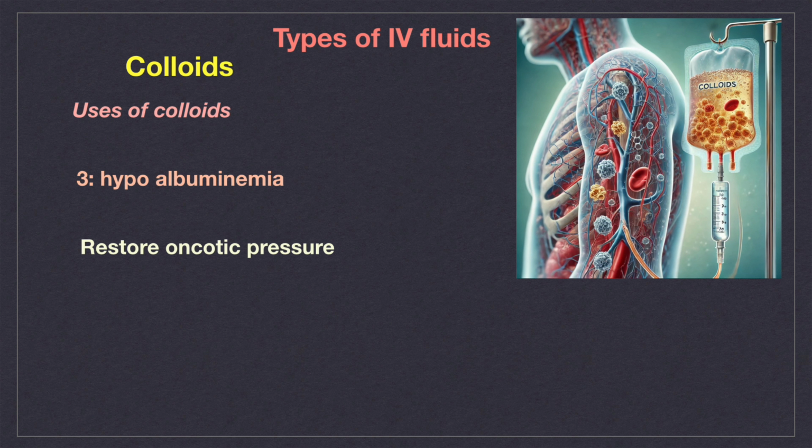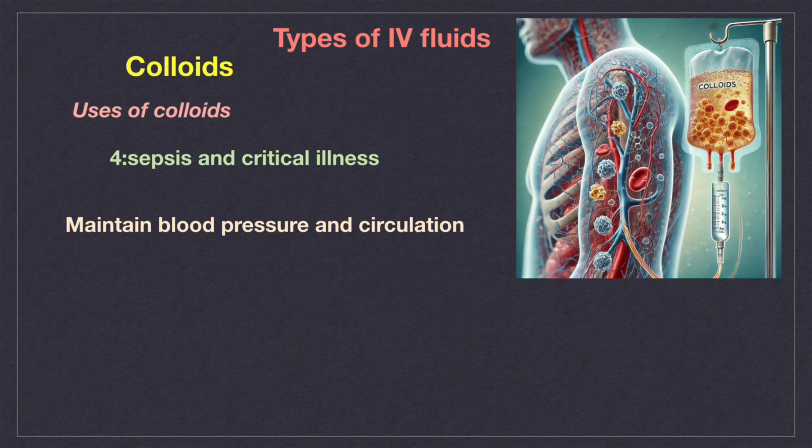In case of hypoalbuminemia, that is low blood protein levels in conditions like liver disease, nephrotic syndrome, or severe malnutrition, which causes fluid leakage into the tissues due to low oncotic pressure, albumin infusions restore the oncotic pressure and prevent the fluid loss from the blood vessels.